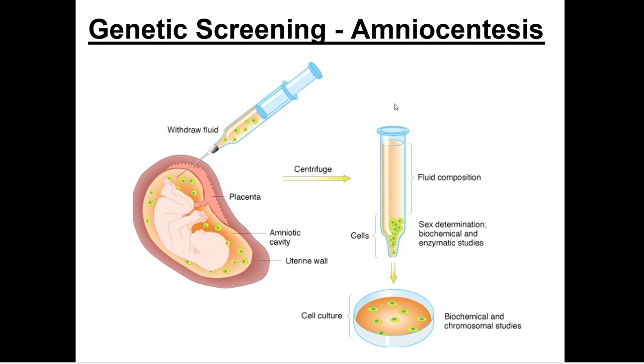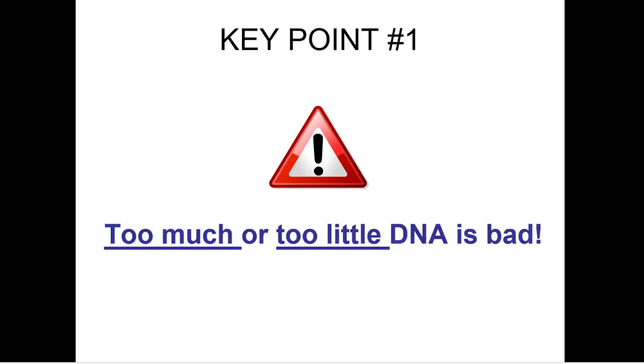And we can do the amniocentesis that I just talked about. Because the DNA of the baby is in the fluid around the baby, we can stick a needle in there, get a little bit, and then test it and run the DNA to get that karyotyping. Okay. So key point number 1: too much or too little DNA is bad. You always want the exact amount that you need. 23 chromosomes. That's it, and they should be in the right order and not be mixed up, okay?